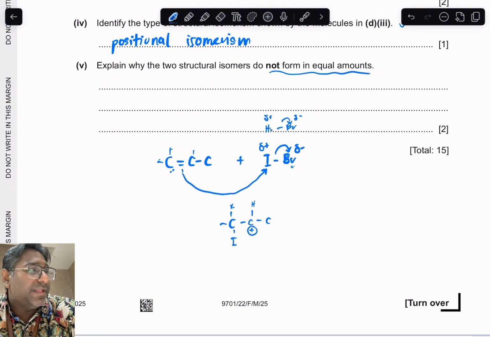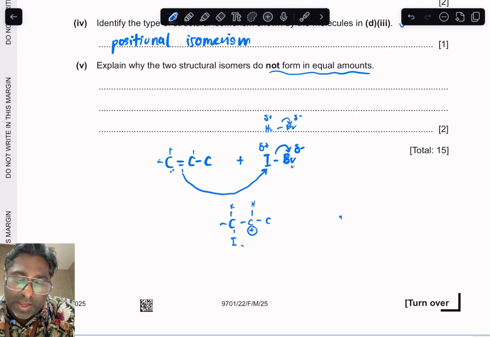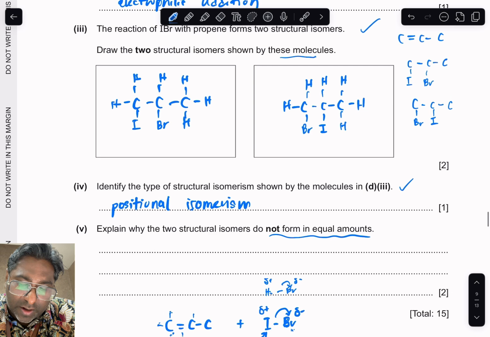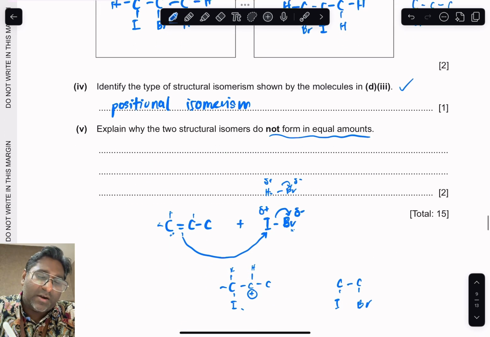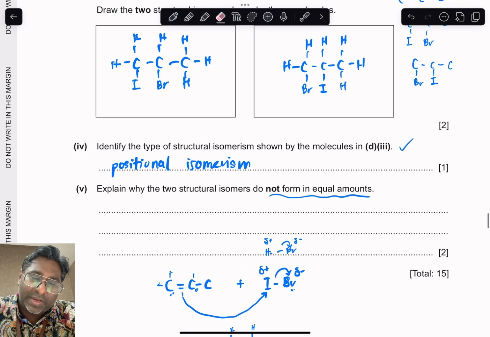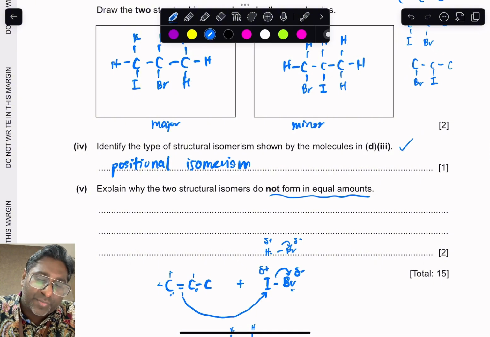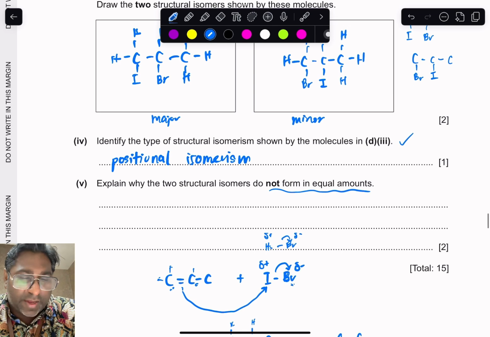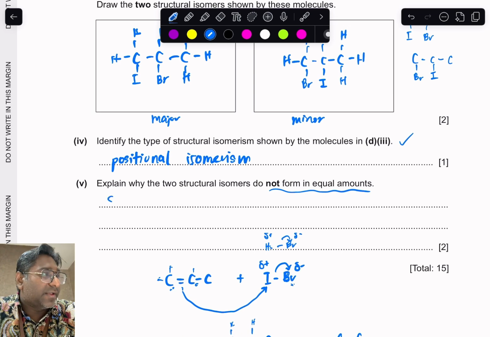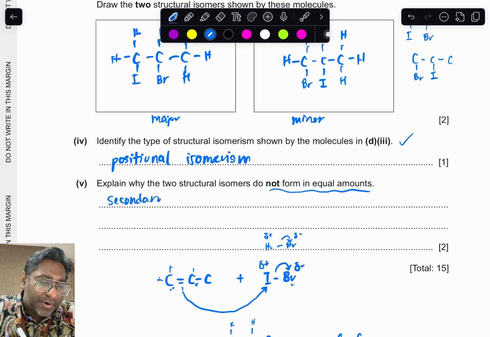Okay, so in this case, they do not form in equal amounts. The majority of the product will actually go to this position, and then only you have the Br over here. So the Br should be somewhere in the middle. So this is the major product, and this is going to be the minor product.